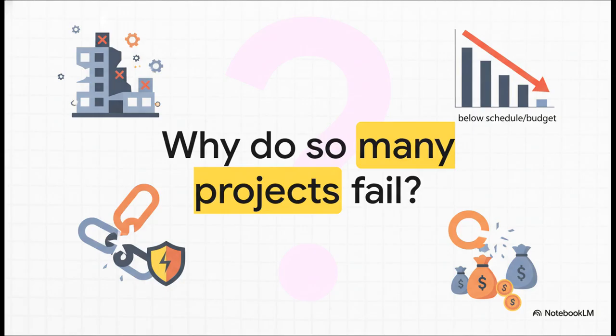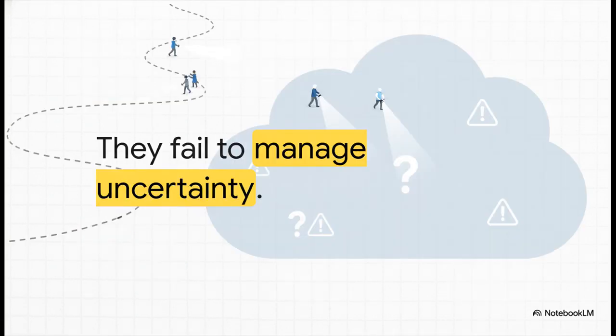So let's start with a big question. Why do so many projects fail? You see it in the headlines all the time, right? Projects running wildly over budget, missing deadlines by months or even years. What is the common thread here? What's going on? Well, the answer is actually pretty simple, but it's incredibly powerful. They fail because they don't properly manage uncertainty.